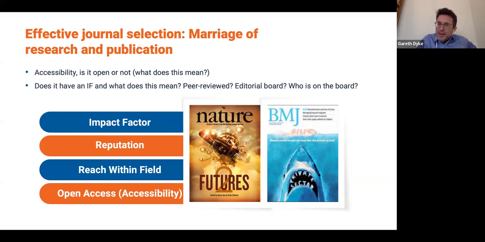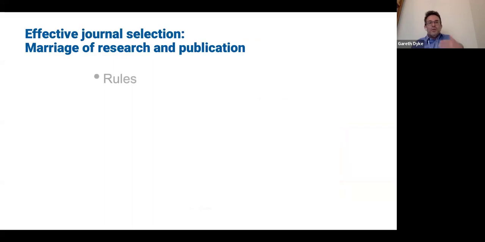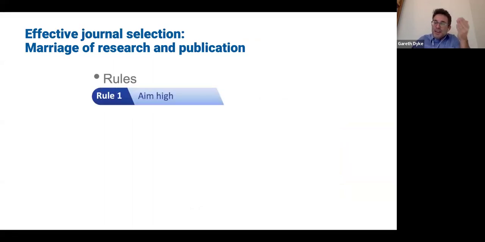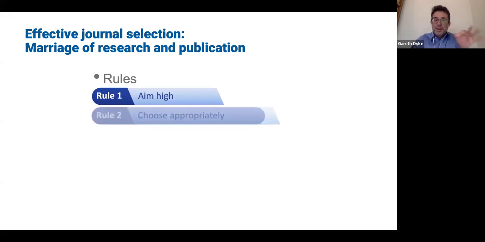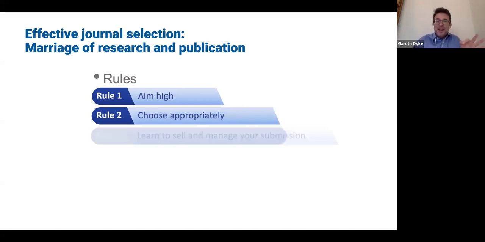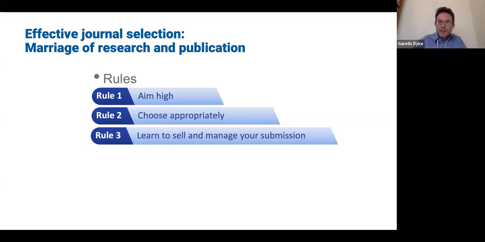But these are the criteria that researchers tend to have in mind when thinking about selecting a journal. Impact factor, reputation, its reach within the field, whether or not it is open access or not. So in terms of picking a journal for your research, and remember, it's important to do this before you begin to write, I would say aim high. Go for journals with higher impact factors if possible. But of course, you've got to choose appropriately, and you've got to learn to sell and manage your submission all the way through the process.